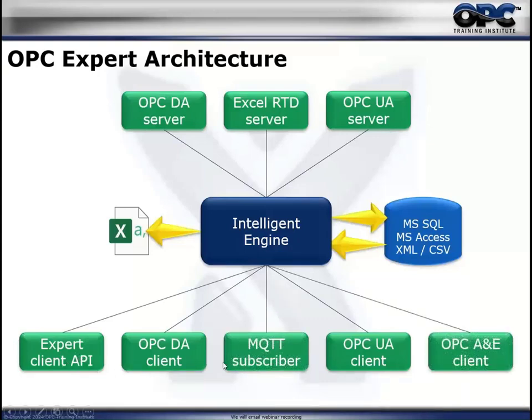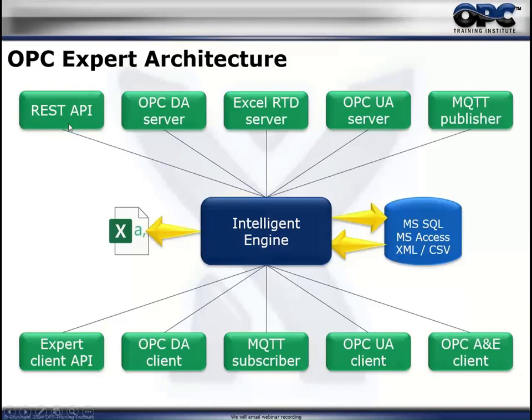There's a module to bring in data with different clients, OPC Expert's own API, or an MQTT subscriber, or OPC Alarms Events, OPC HDA, and so on. I didn't show you everything, just some of the highlights. And also on top, you can send data out with REST API, or there is the MQTT publisher.